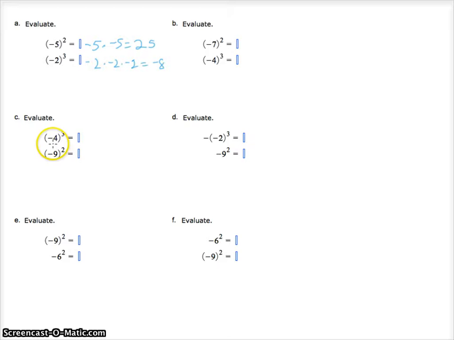For letter C, I have -4 to the third power, which is -4 times -4 times -4. -4 times -4 is 16, times 4 is 64, and it's negative. Since there were 3 negatives, my answer is negative. And -9 squared is -9 times -9, which equals positive 81.